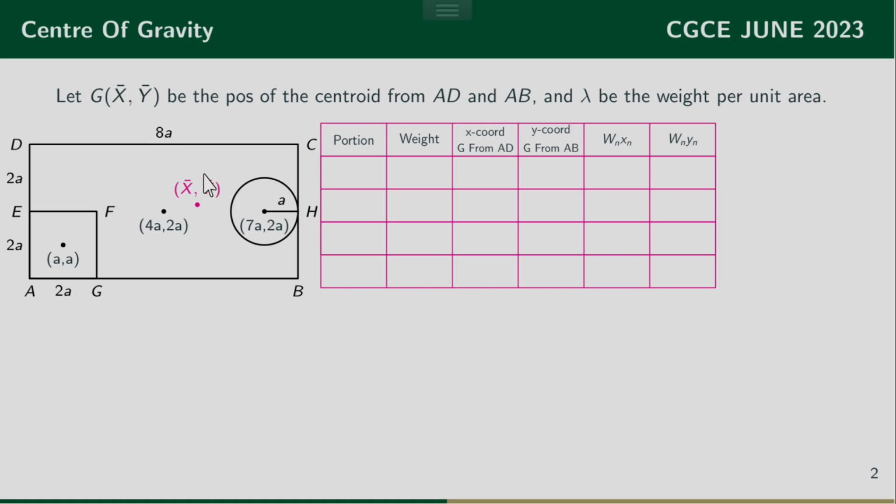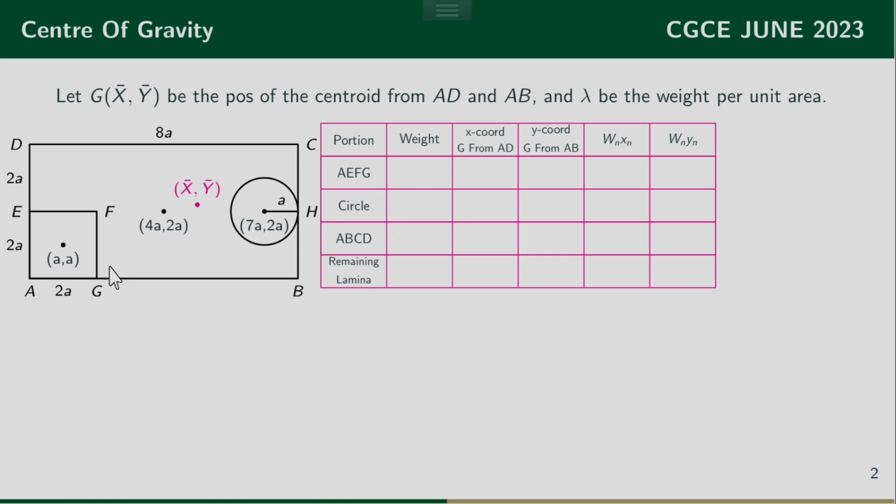So I'll have 4 portions to work with here. The first portion will be the square, the second portion the circle, the third portion the whole lamina, and the last portion, which is the portion of interest, the remaining lamina. Now let me start with the square.